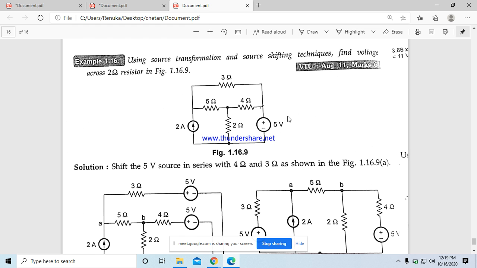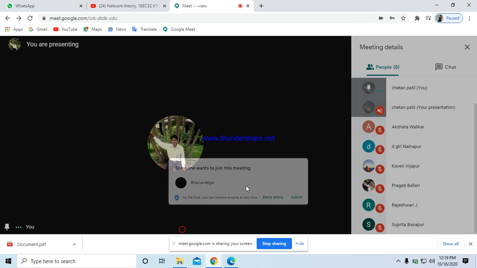Okay, all of you can see this PDF, right? Yes, sir. Okay, fine. We'll see this problem once. Using source transformation and source shifting technique, find the voltage across the 2 ohm resistor. Where is the 2 ohm resistor? This is the 2 ohm. I have to find the voltage across this 2 ohm resistor using this technique.